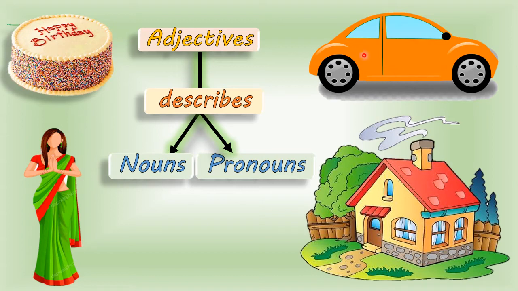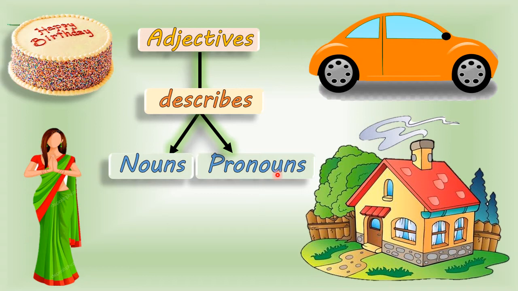Yes, you have done this in class 4th. I know that you all know what an adjective is, so I'll be taking a little revision here. So, children, we can say that adjectives are also known as describing words. If I say that adjectives are describing words, is it right? Yes, it is absolutely right. Adjectives are describing words, and what do they describe? They describe nouns and pronouns.